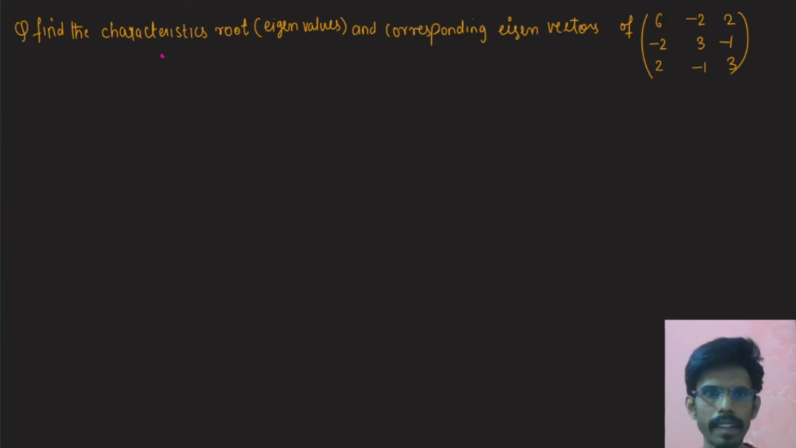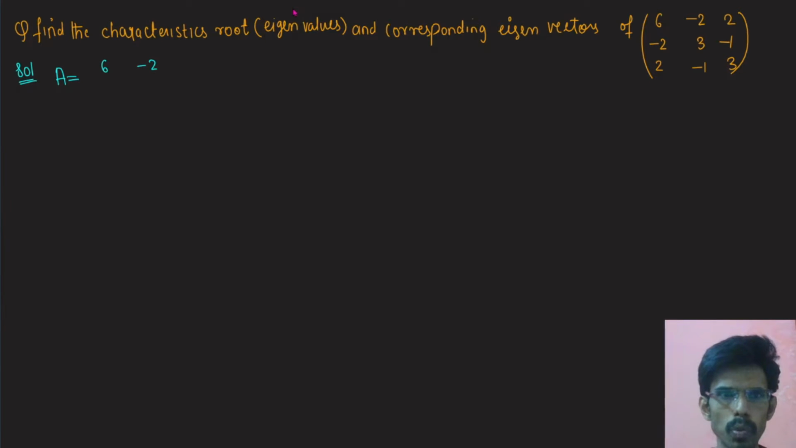Find the characteristic roots, that is eigenvalues and corresponding eigenvectors of this 3 by 3 matrix. Let us take this matrix as A, that is 6 minus 2 2, minus 2 3 minus 1, 2 minus 1 3.